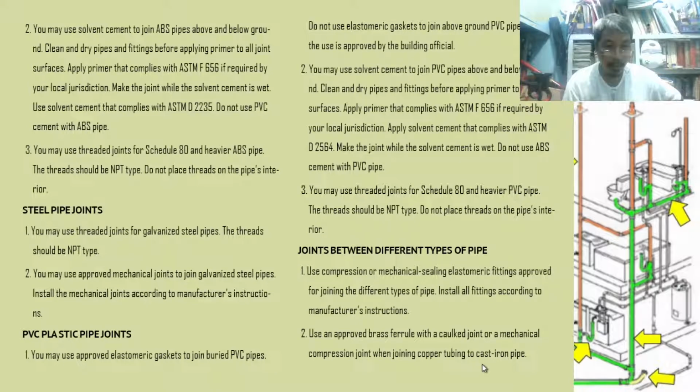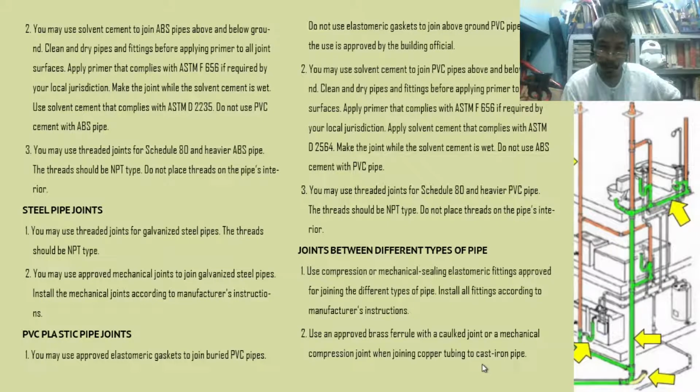And next, PVC plastic pipe joints. How to join those plastic? You may use approved elastomeric gasket, same as in ABS material, PVC material, PVC joint. Do not mix up. So there are different types of plastic. Use the proper or same type of plastic material. So number 2, you may use solvent cement to join pipe.